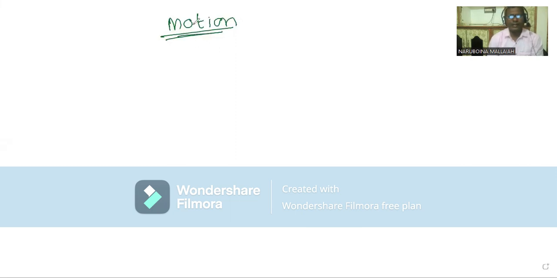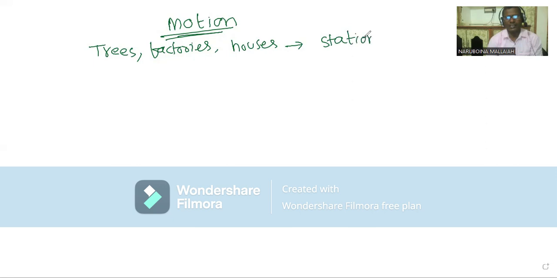You see, trees, houses, factories, these are fixed. They don't move. So that's why they are called stationary objects or stationary bodies. Men run on the road, cars and buses move on the road.